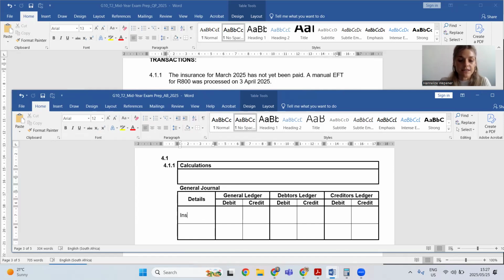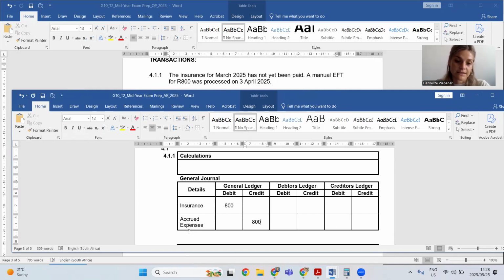So I'm going to debit my insurance expense account, and that is 800 Rand. There's no debtors, no creditors affected here. Therefore, I will not add any amounts there. If you really want to, you can just draw a line or you can add a 0. Right. Then I haven't yet made payment. Therefore, I'm crediting my accrued expenses with 800 Rand. And that is it. Okay, so now I've included the expense and I've shown that I have a new current liability that is accrued expenses.